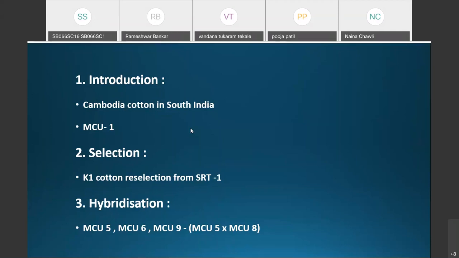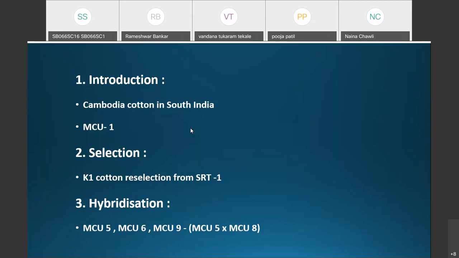Cambodia cotton was introduced in South India. Then another cotton variety which was introduced is known as MCU1. These are the examples of the introduction of cotton varieties in India.